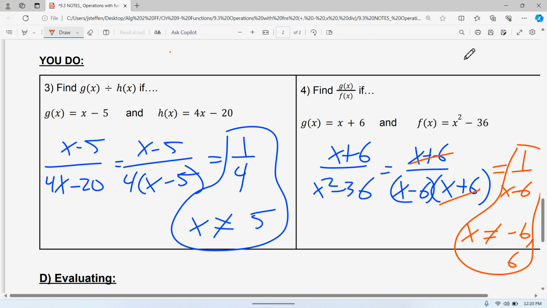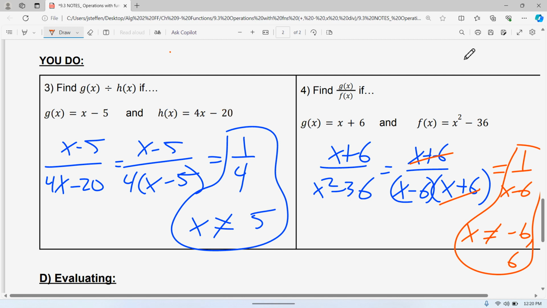In squares for a while, but I hope you guys remember that. Since x squared and 36 are both perfect squares, you can break that into x plus 6 and x minus 6. Because again, 6 times 6 is 36. Again, they cancel each other out, so there is a 1 left in the numerator.